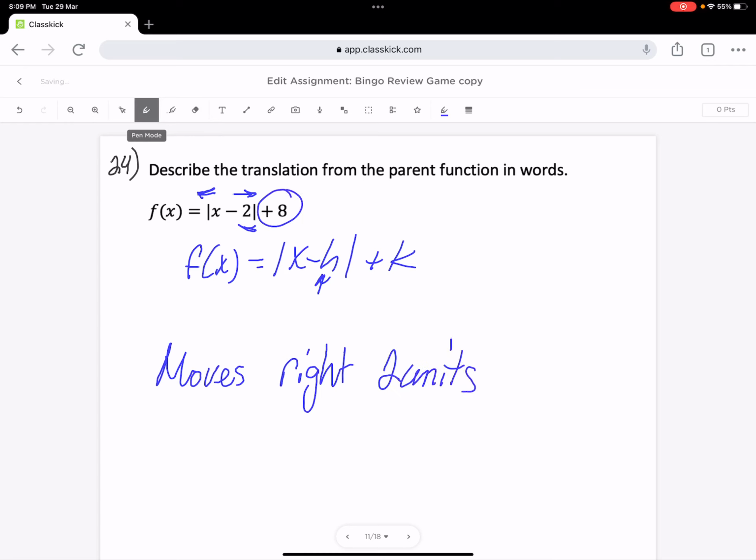But I still have this plus 8 on the outside, which is our vertical shift. And remember, since this says plus k, we go with the sign, so it's up 8. I'll just write it like that, up 8, and we go with it. So that means that this moves right 2 units and up 8 units. And that is our final answer for that one.